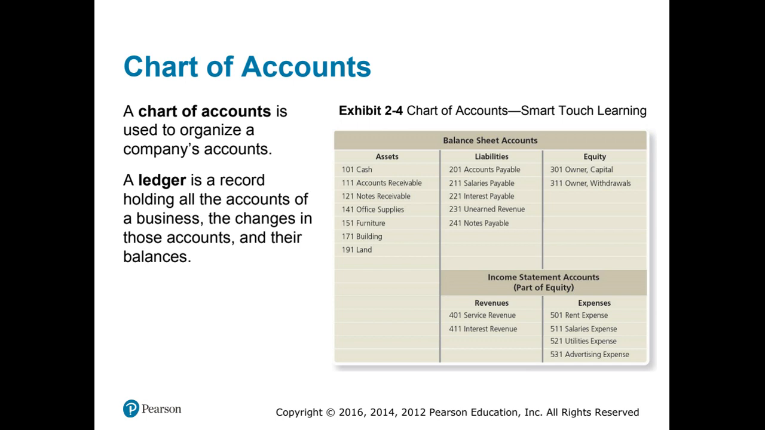So notice that we have listed these in order of liquidity. Cash is always cash, and then it's normally quickest to convert accounts receivable into cash, then notes receivable, then office supplies, then furniture, then your buildings, and then your land.